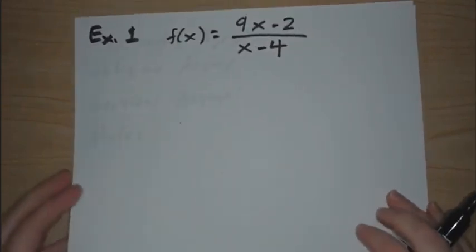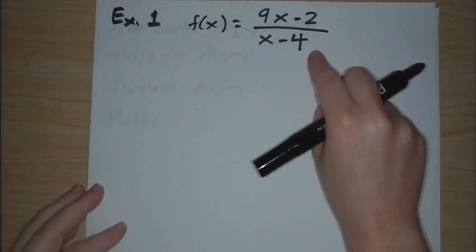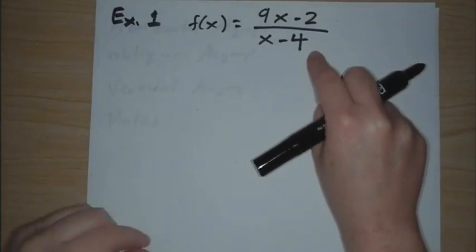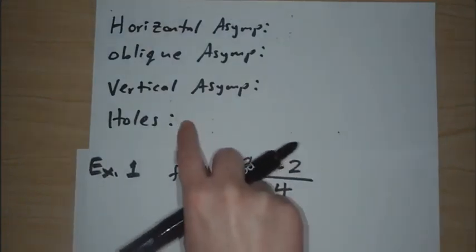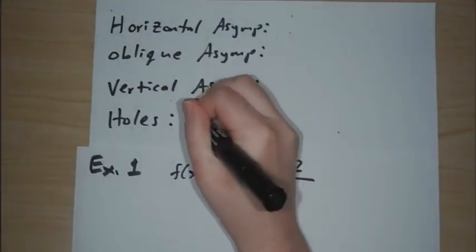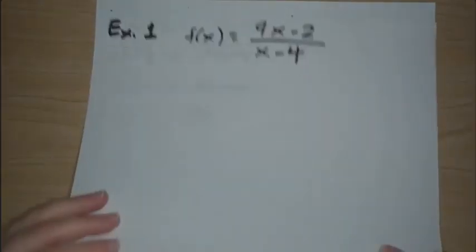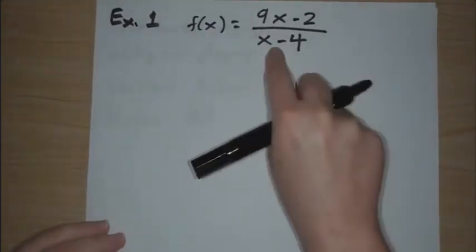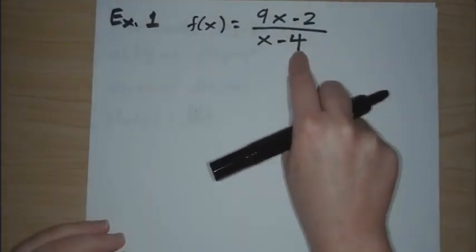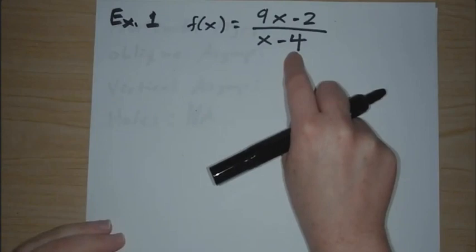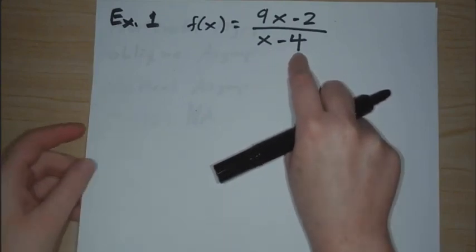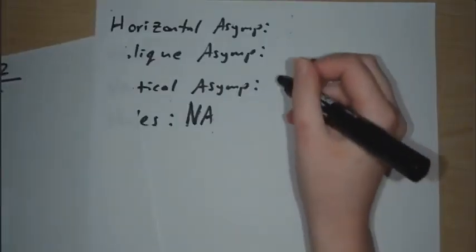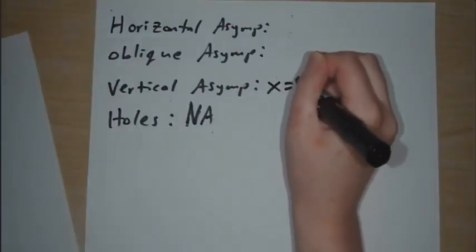So this function is already completely factored in its prime factorization, and nothing cancels, so we know that there are no holes. Vertical asymptotes will be the denominator equal to 0. So here, if x is 4, then the denominator x minus 4 would be 0. So our vertical asymptote is at x equals 4.